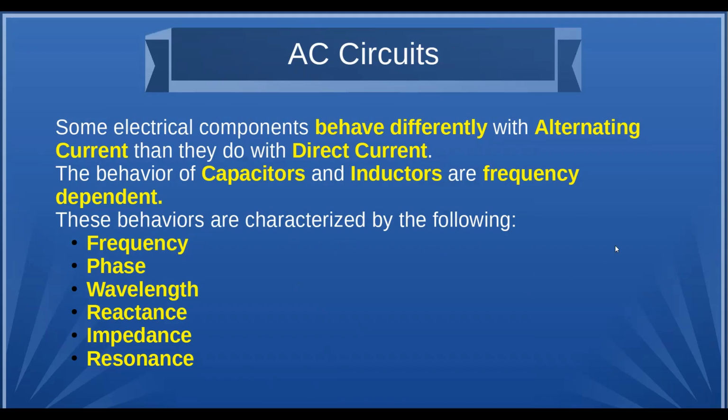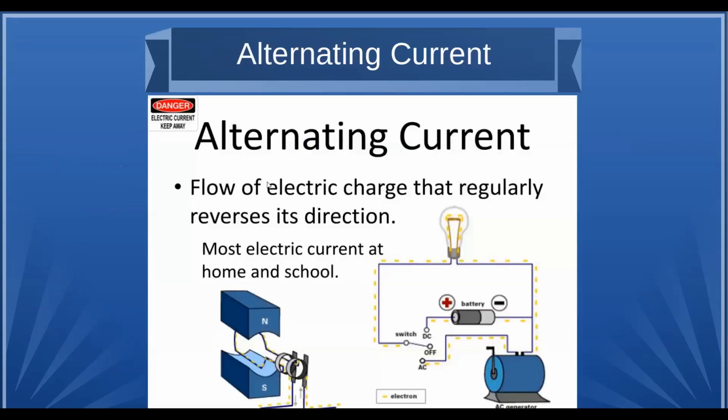We characterize AC with frequency, phase, wavelength, and then we have the components, the reactance, impedance, and then resonance effects, and we combine them. So this was just a little simple thing showing generating AC voltage from this generator versus a battery, and switching between the two. I couldn't find much of an example.